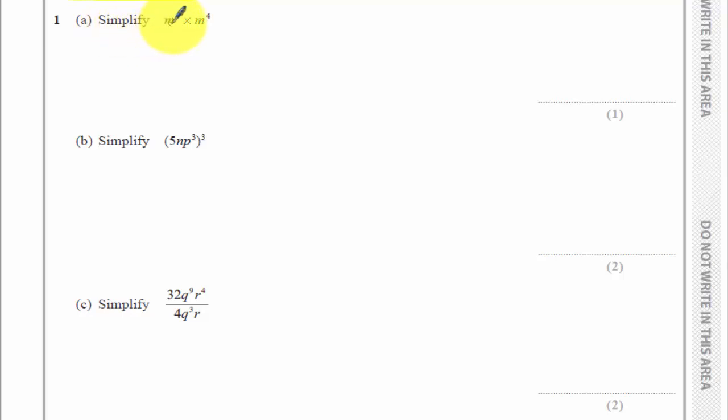Question 1, simplify m cubed times m to the power 4. It's good to know that when you are multiplying indices, you can add the powers. The only way you'll get 1 mark here is to have m to the power 7. Just in case you didn't realize, m cubed means m times m times m.